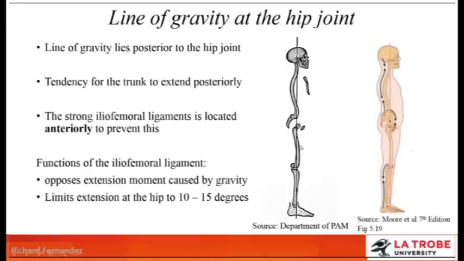The other benefit of having a very strong ligament is that it is a passive measure. So this contributes to the function of the iliofemoral ligament. It opposes the extension moment caused by gravity, but it also limits extension of the femur. It limits it to about 10 to 15 degrees.